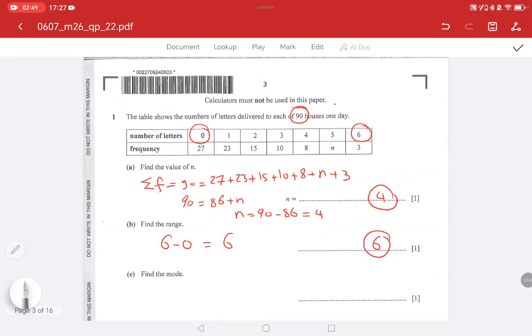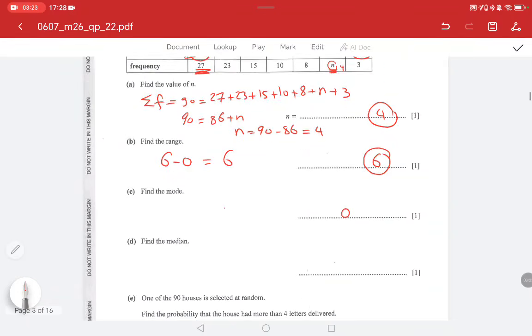Then find the mode. The mode is the most frequent. So which one has the highest frequency? The highest frequency here is 27. So the mode is 0. Take care that we found n first, and it was 4. So 27 is still the highest number. In a different question, you may find that n is higher than 27, so take care to find n first.